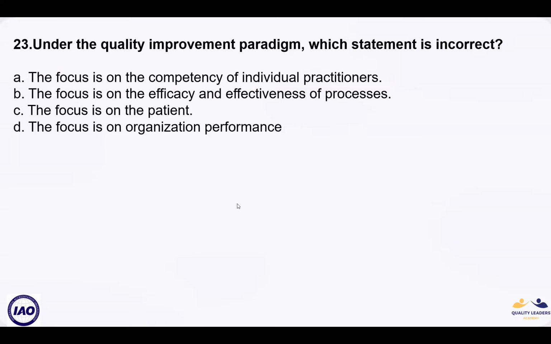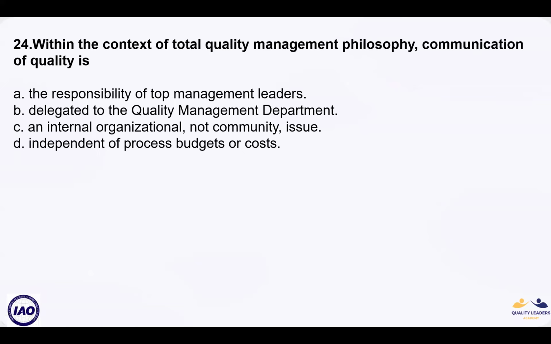Okay. Now, coming to question number 24. Within the context of total quality management philosophy, communication of quality is whose responsibility, right? It's asking who owns the responsibility of communicating quality throughout the organization. So here, the responsibility of top management leaders. Yes. We all know TQM explicitly states the quality begins and is sustained by top leadership itself, their commitment itself. Okay, they set the message and everyone follows.